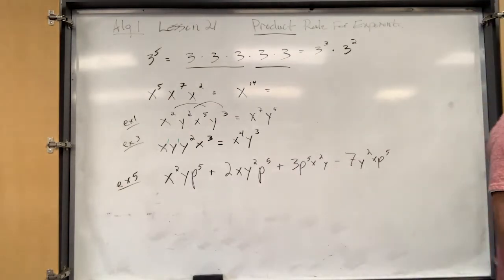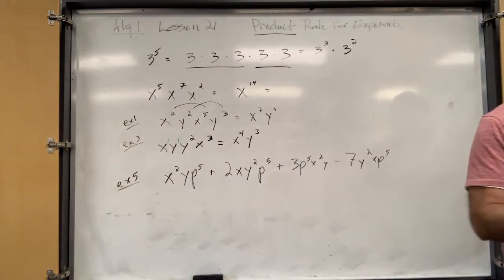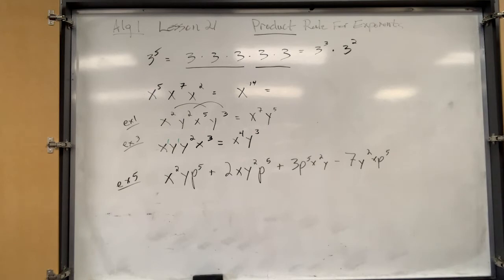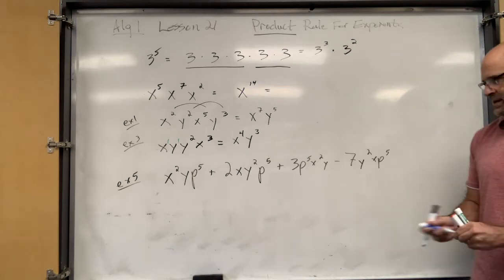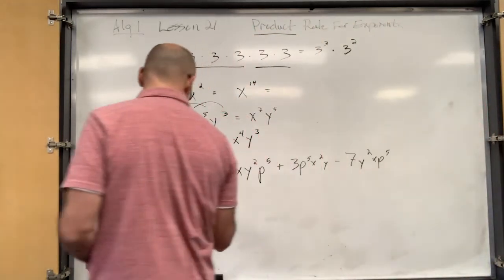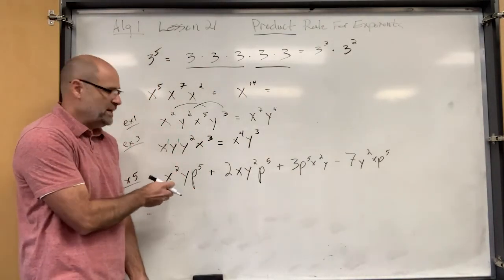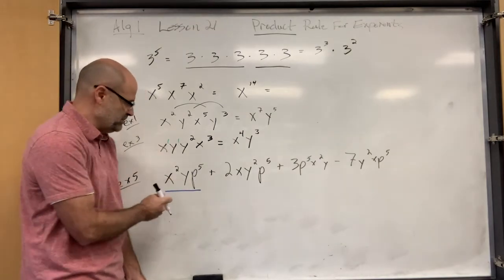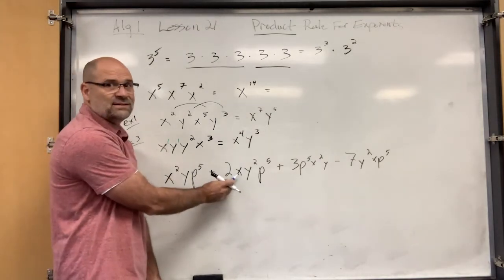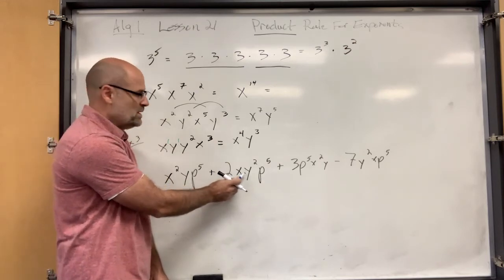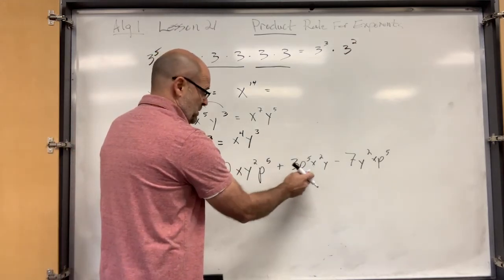So that's the general rule. But you're looking for like terms that you can combine. Are there any like terms? It looks like all of them are like terms, but they're not. There's only a couple different terms. So let me get my blue pen out. This one has x squared y p to the 5th. Anything else have x squared y p to the 5th? That has x, not x squared. That has y squared, not y. There's x squared y p to the 5th.